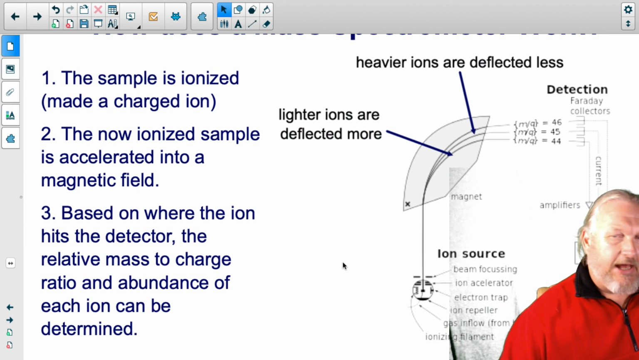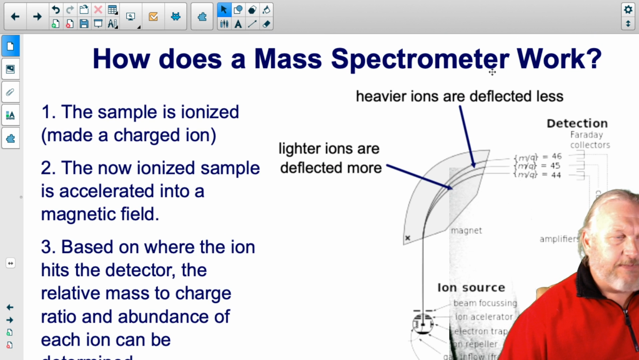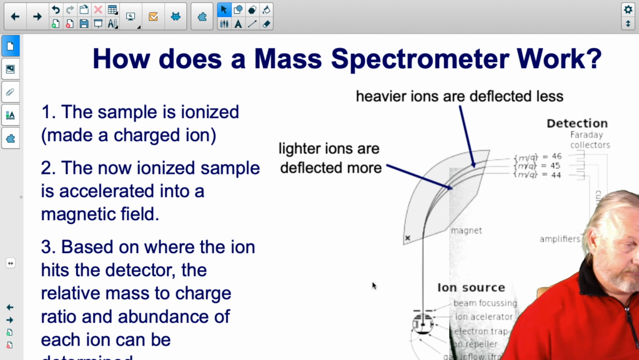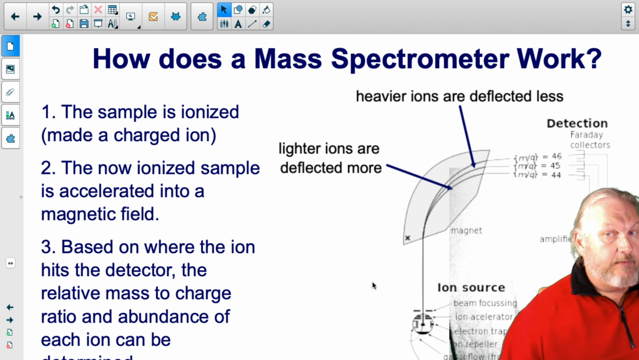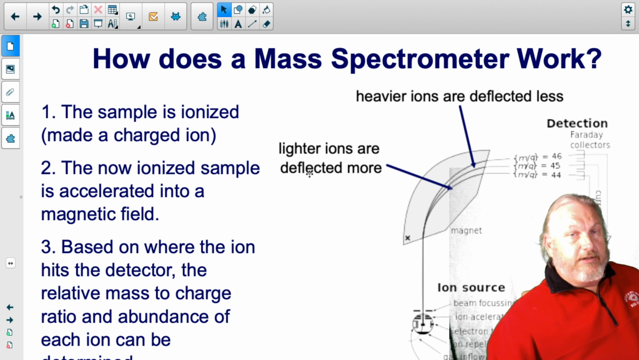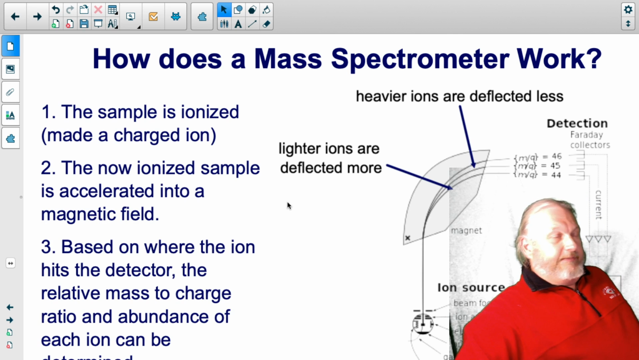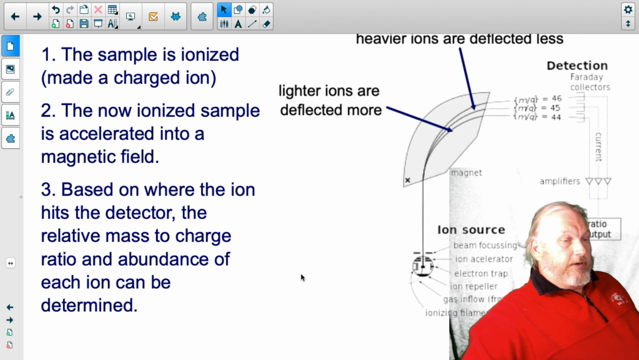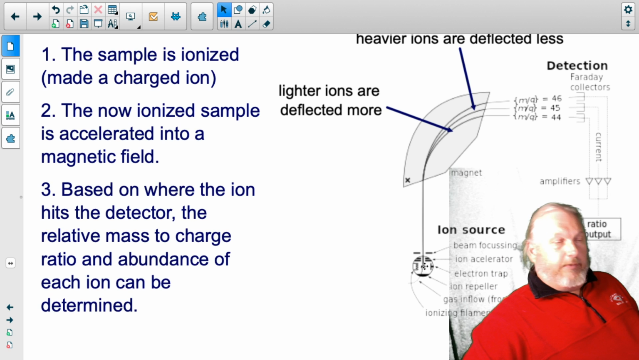We talked about this last year. So this is how a mass spec works, and it's a very common instrument used a bunch in research. If you major in chemistry, take a lot of chemistry classes, or go into medicine, you will be using a mass spec. So, how does it work? First of all, you shoot the sample into this ionizing furnace, and it becomes a charged ion. Then it's moved over in a gaseous phase and accelerated through a magnet.